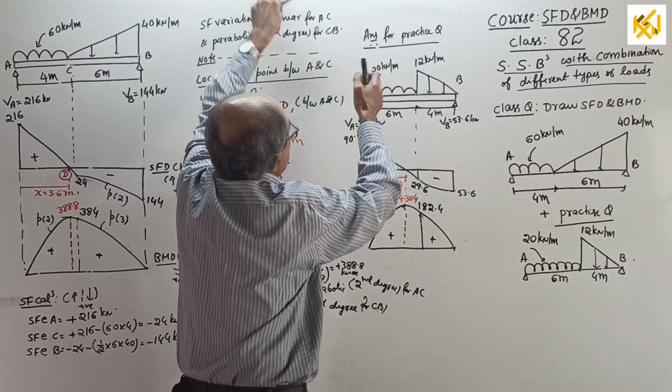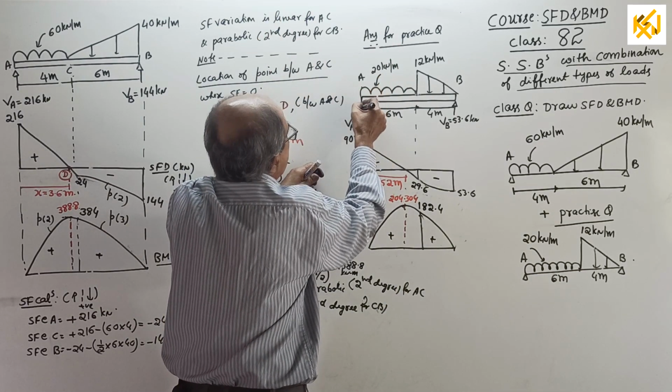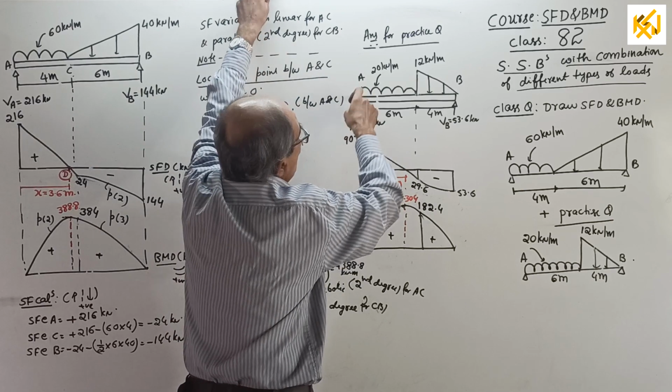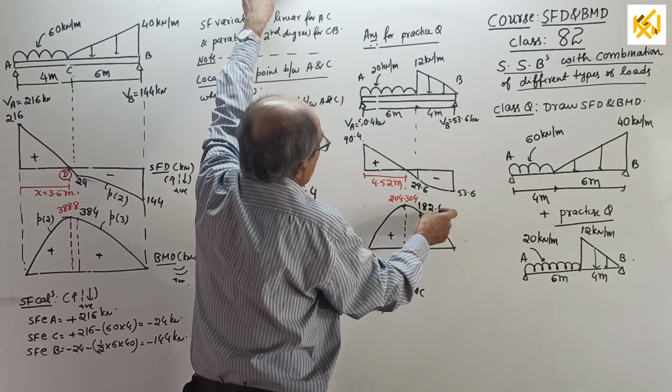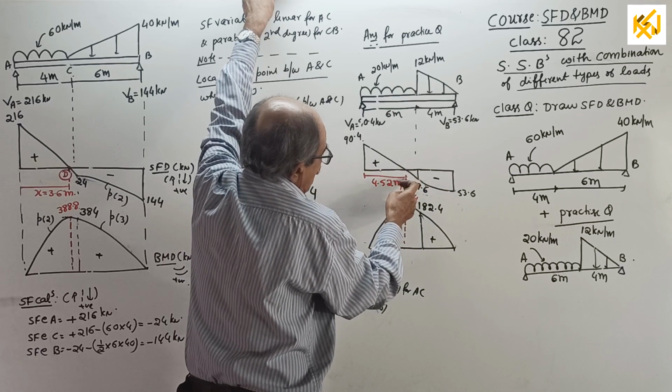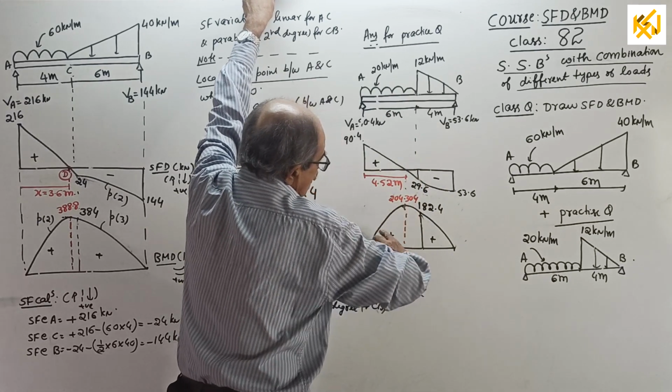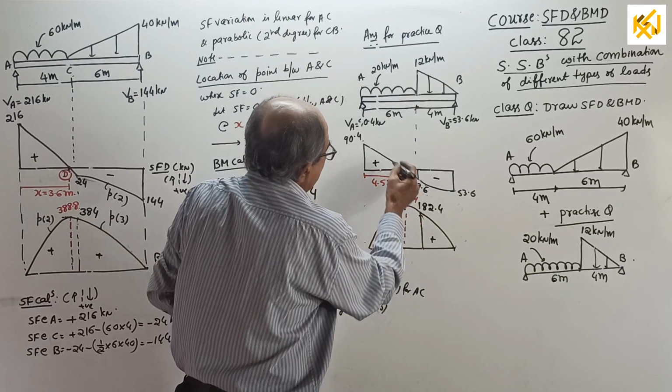BMD. BM at A. Okay, a little rubbed out there, I will correct it. BM at A is 0. BM at B is 0. BM at C you find out: 182.4 will come. Also find BM at this point. It will come 204.204. See now, this is linear.